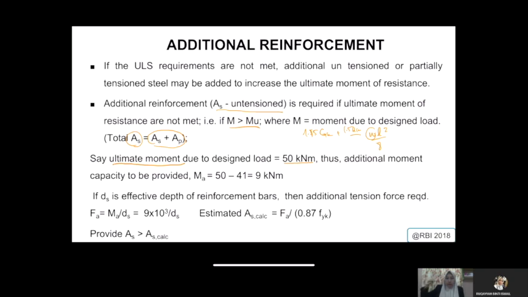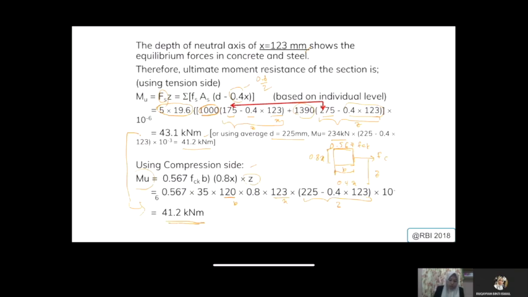Right now, we know what the resistance provided by the tendon is. So we want to check whether the applied moment is sufficient against the resistance provided by the tendon. So in a way, what we do is we have 50 minus 41. Why 41? Because we take the previous one, which is around 41.